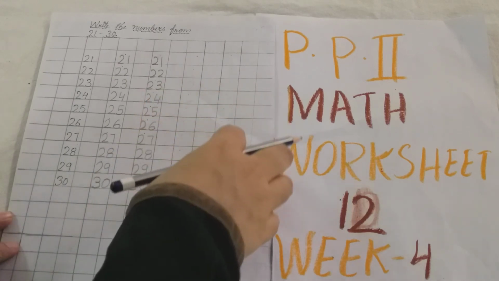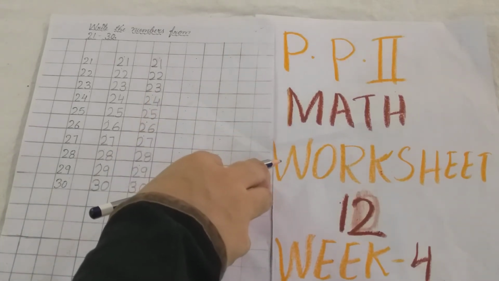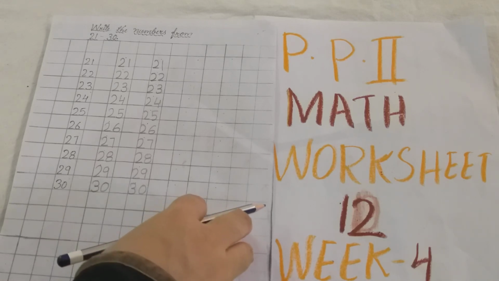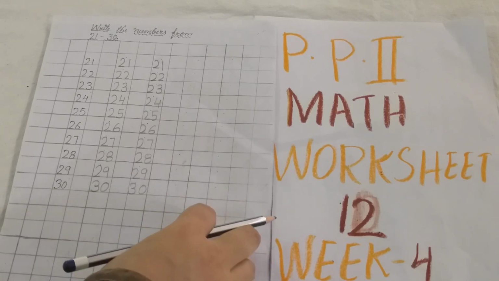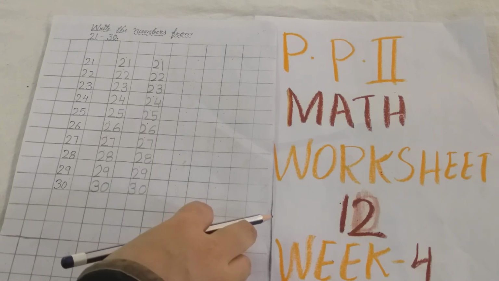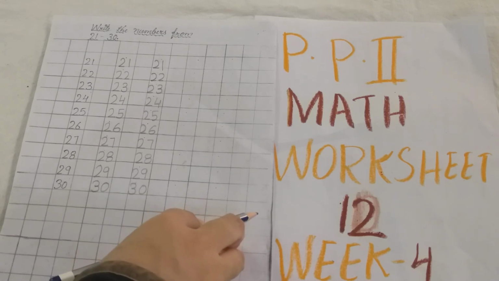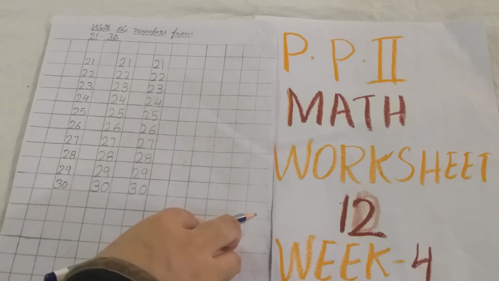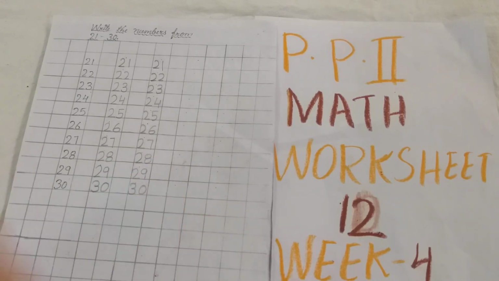Like this you have to complete your worksheet number 12. Okay. Write with neat handwriting. Write properly. Touch the line and write. Okay children. Now you know very well how to complete your worksheets. Write properly. Okay. Thank you.